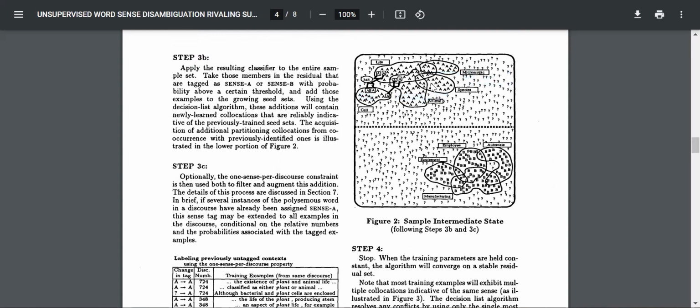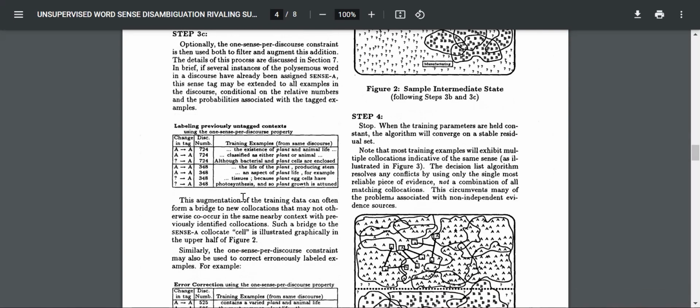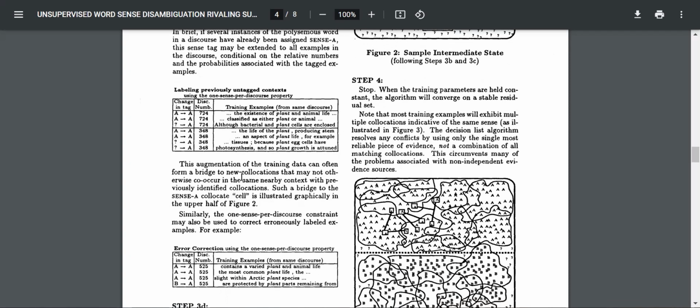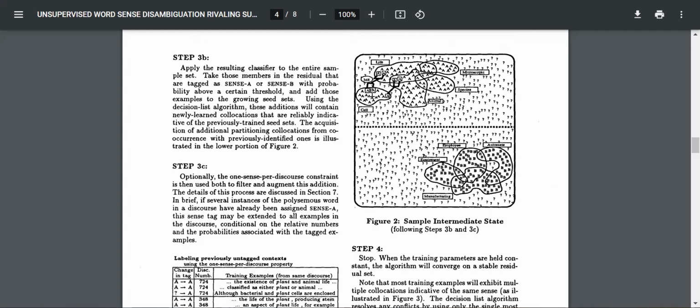So now these newly tagged ones can also be leveraged. So you can see labeling previously untagged context using the one-sense-per-discourse property. So they're basically using the properties they've described to assign a sense to a particular collocation. This augmentation of the training data can often form a bridge to new collocations that may not otherwise co-occur in the same nearby context with previously identified collocations, such as the bridge to the sense A collocate cell, which is illustrated graphically. So you can see there are bridges here.